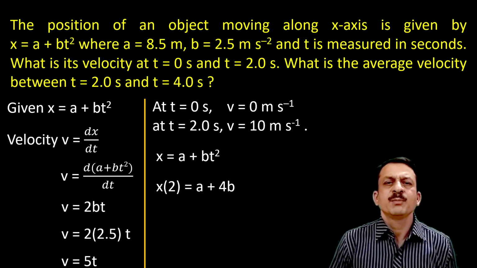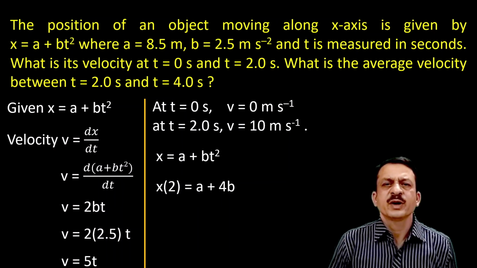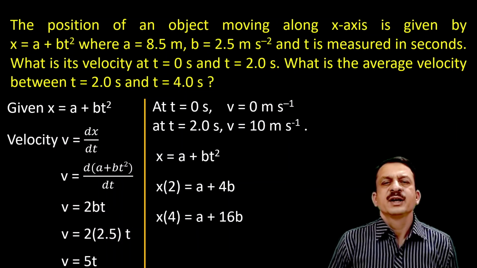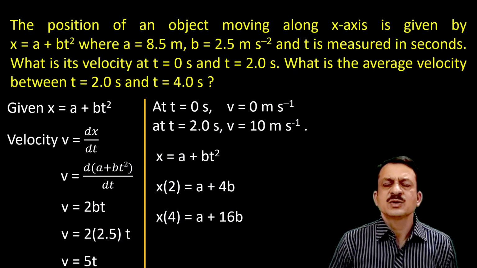x is equal to a plus b t square, t square ಅಂತ ಹೇಳಿದ್ರೆ 2 square, 2 square is 4, therefore a plus 4b ಆಯಿತು. ಹಾಗೆ t is equal to 4 seconds ಸಬ್ಸ್ಟಿಟ್ಯೂಷನ್ ಮಾಡುವ. x at 4th second is equal to a plus b t square, t square ಅಂತ ಹೇಳಿದ್ರೆ once again 4 square ಆಗ್ತದೆ. ಈ ಕೇಸಲ್ಲಿ 4 square is 16, therefore a plus 16b ಆಯಿತು.